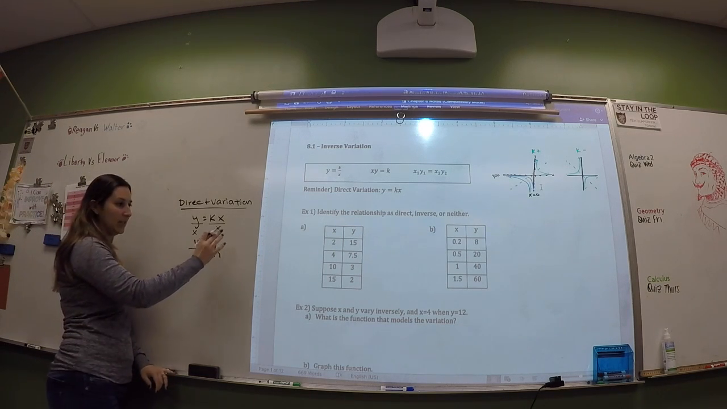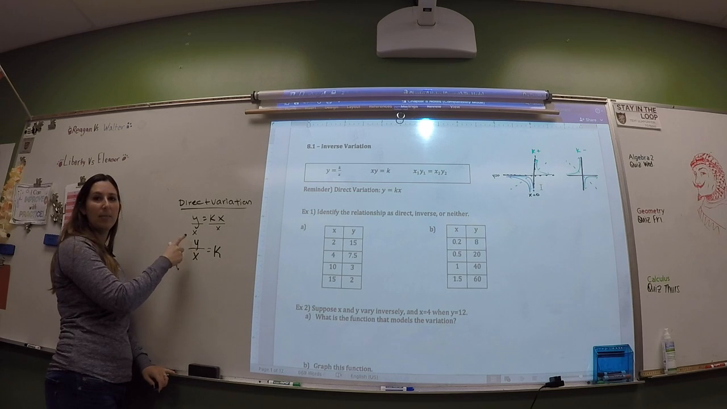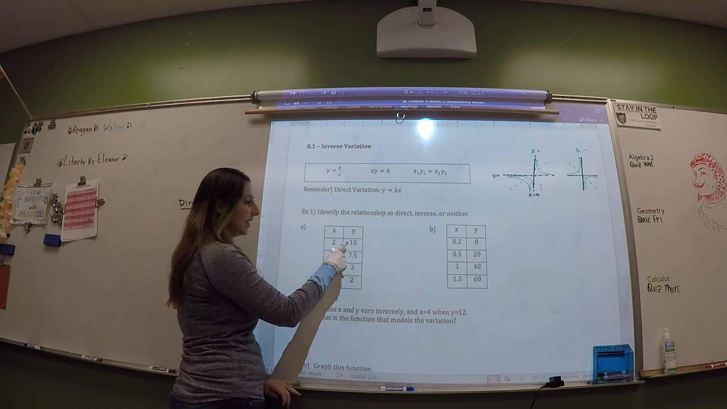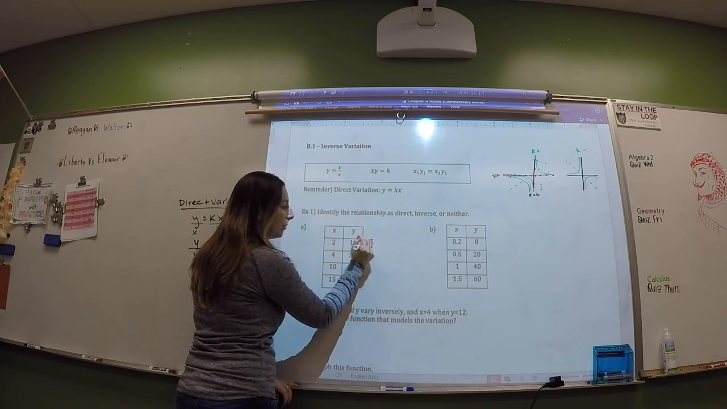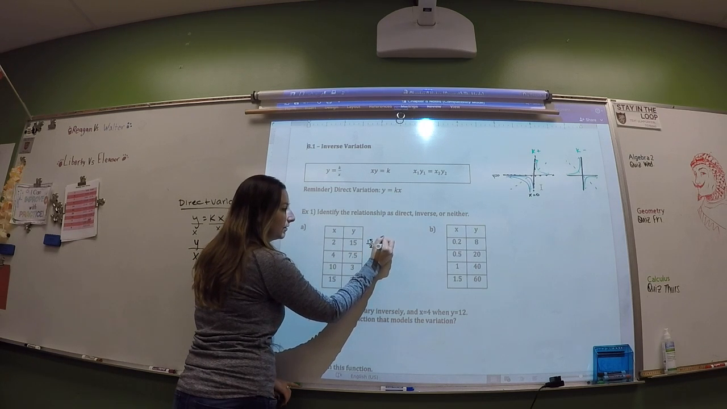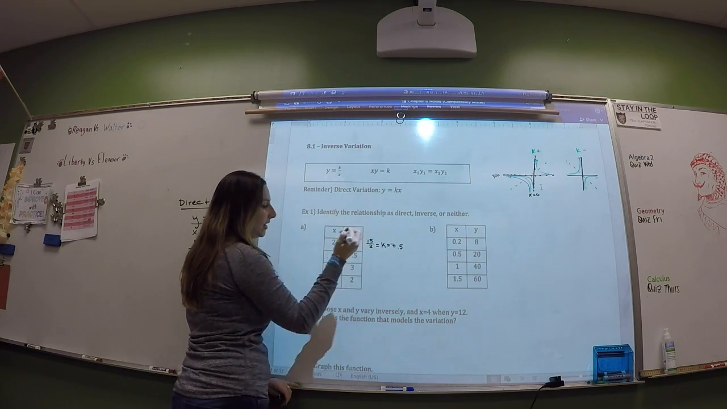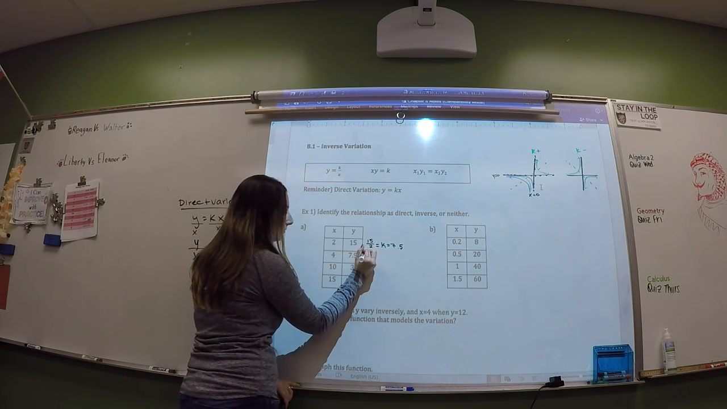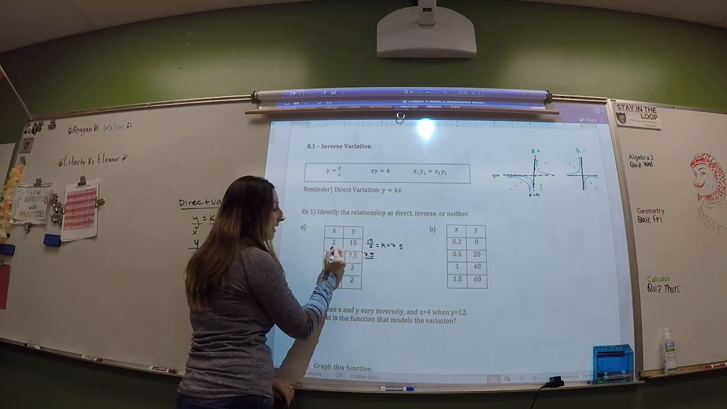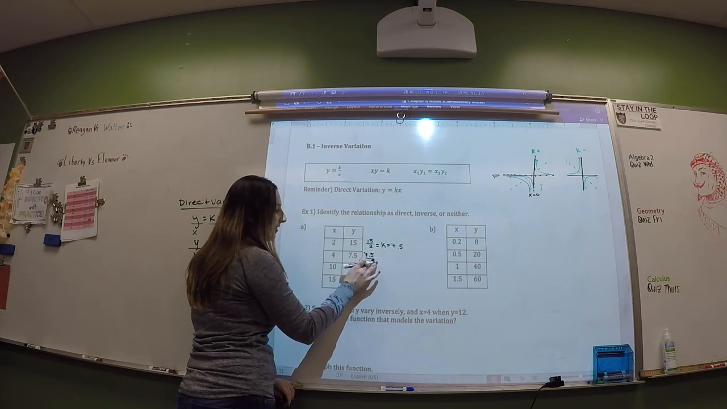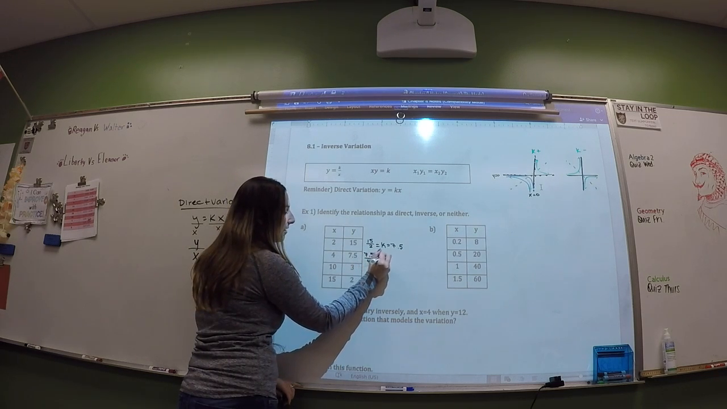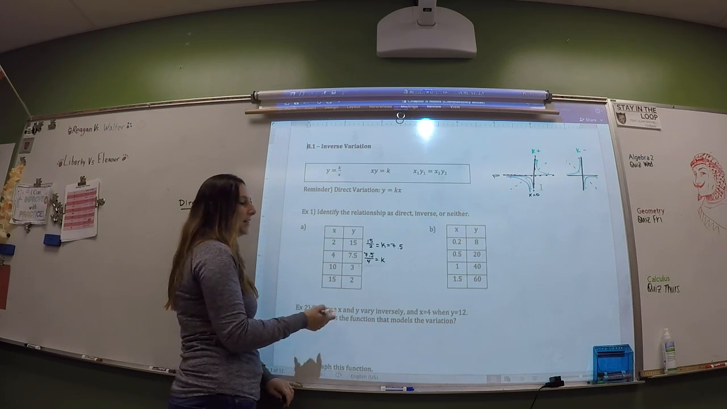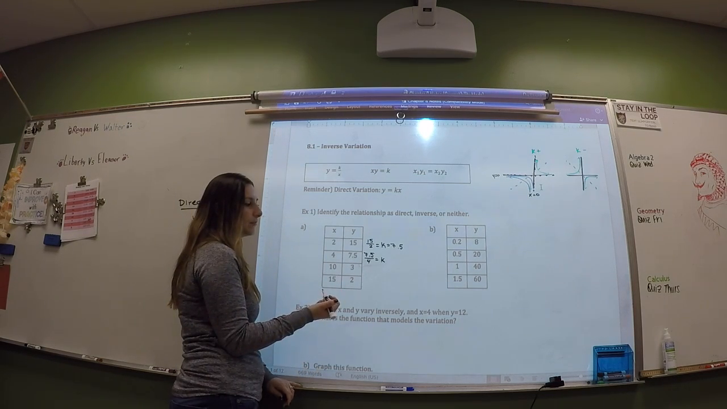This means that given a table, if I take any y and divide by any x, I'm going to get the same k. For example, if I take 15 and divide it by 2, I'm going to get 7.5. If this was direct variation, I should be able to take the next y and divide by its x and get the same k. I should also get 7.5. Well, it's not going to be 7.5, because it's 7.5 divided by 4, which is 1.875. There you go.